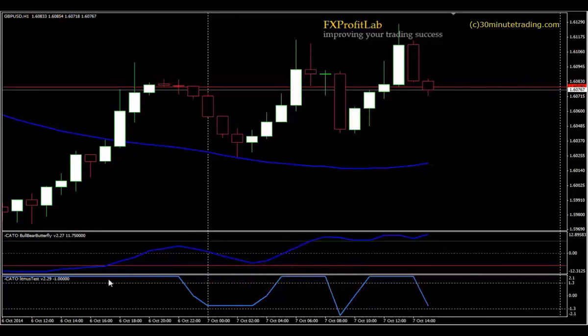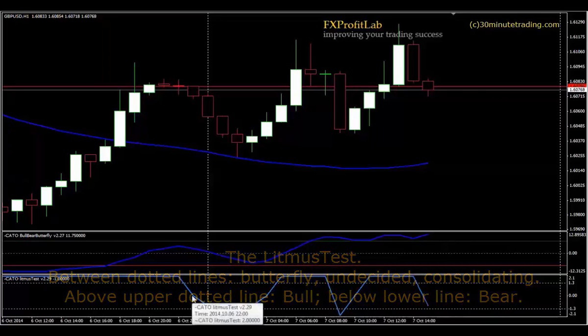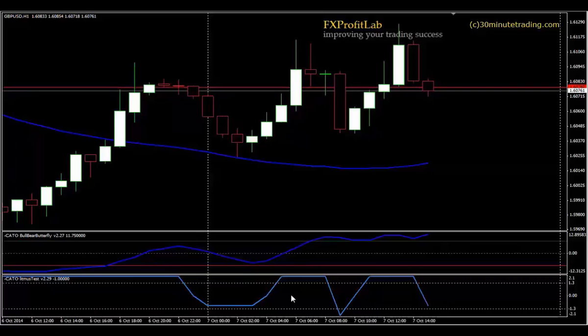And this has a blue line with these two dotted lines here, and this is an indicator where when it's between the two dotted lines, it in itself is in butterfly. When it's right in the middle here, it's totally undecided. When it's either side of the middle, but still inside these two lines here, it is tending towards going down or tending towards going up. And it gives you a potentially earlier indicator about what's going on. Let's see how it works.